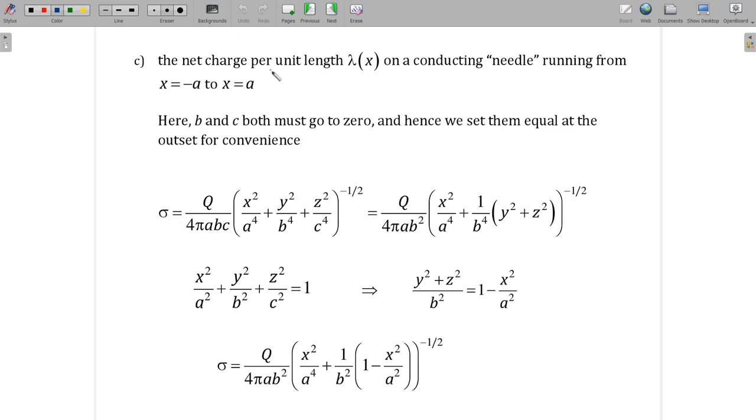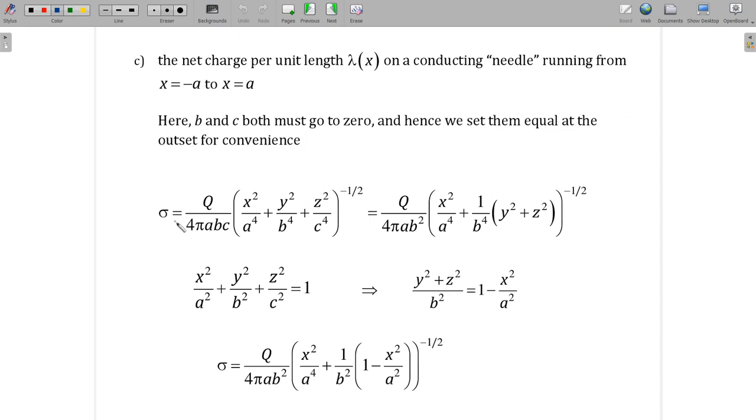The question says that we ultimately have to find the charge per unit length on the conducting needle. So we have a needle from minus a to a. It's just a line, like the line charges we encounter in electrostatics, where charge is distributed along a line and has a particular charge per unit length. Here the charge per unit length might be varying. You would expect that it will vary from x equal to minus a to x equal to a. So we have to find the dependence of this lambda on x.